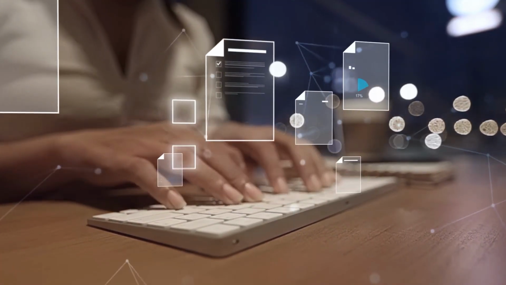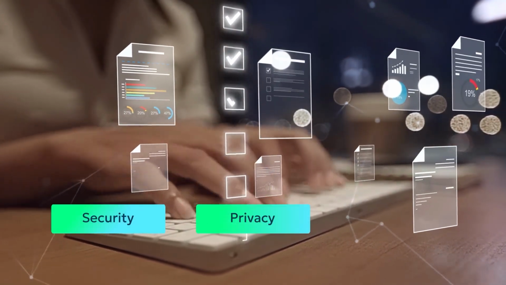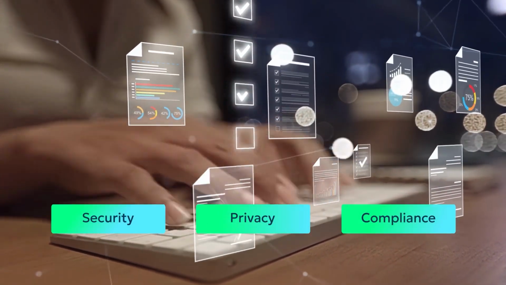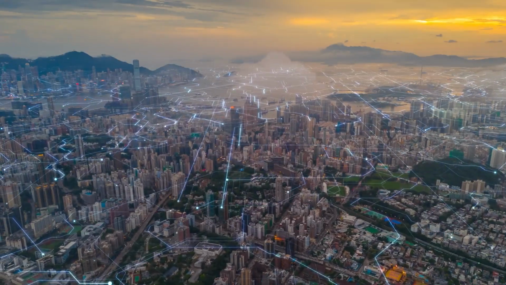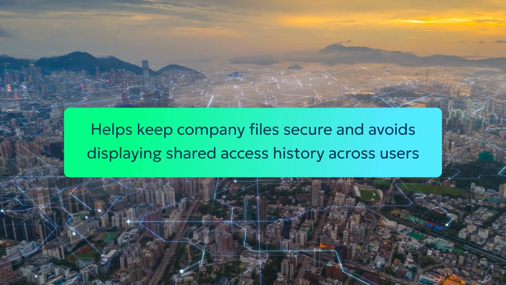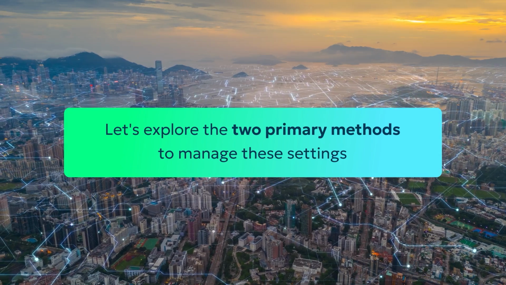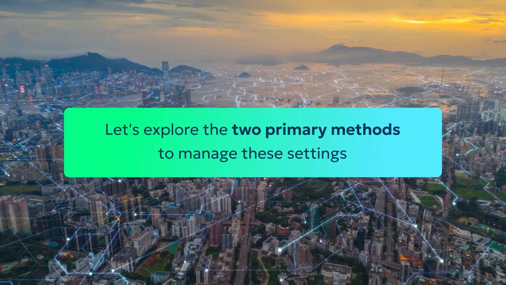\\servername\share. By default, these remote files appear in jump lists just like local files, which can create security, privacy, and compliance concerns in managed environments. Managing this setting helps keep company files secure and avoids displaying shared access history across users. Now, let's explore the two primary methods to manage these settings.